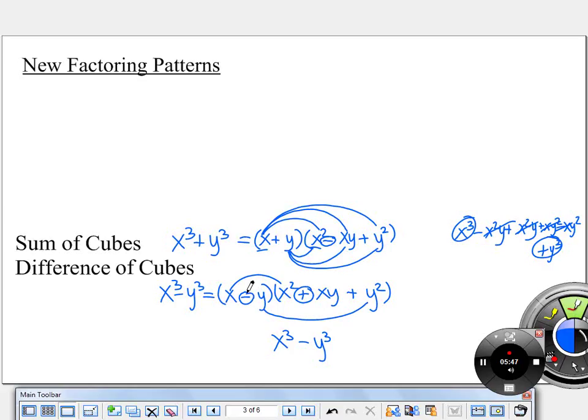So you need to memorize these factoring patterns. So make flashcards if you need to, or sit with them for a while. But we have to be able to use this when we recognize that polynomials have perfect cube patterns in them.